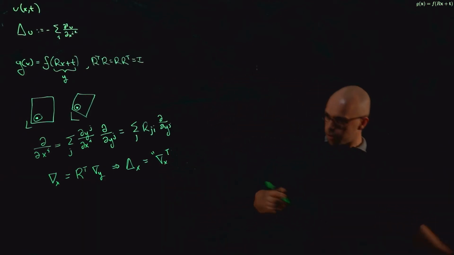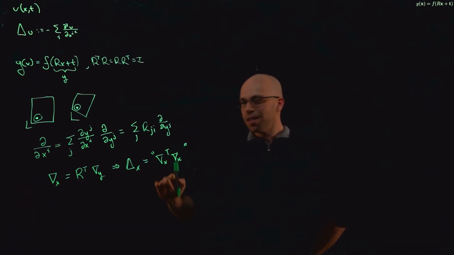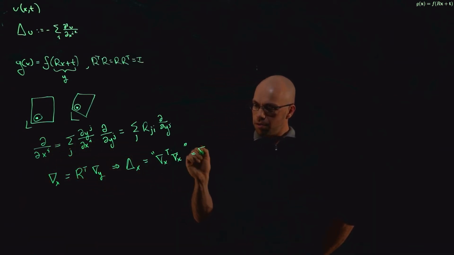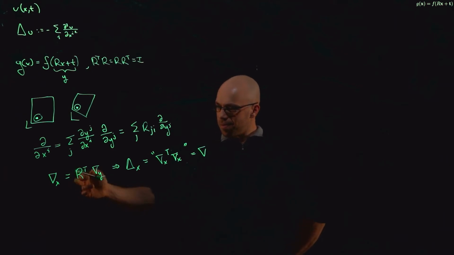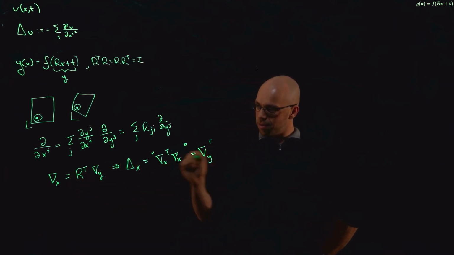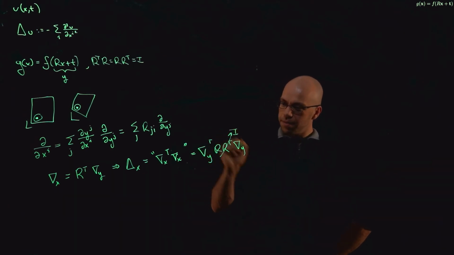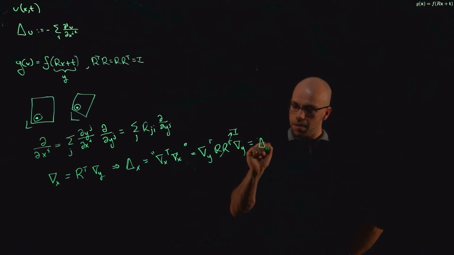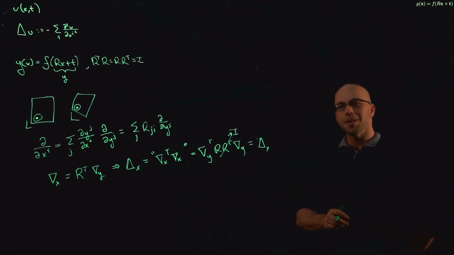So there's a gradient in x transpose times the gradient in x, right? And this is the div of grad, right? So it's like the dot product between this vector of partial derivatives and itself. Okay, so we have the gradient in x equal to R transpose times the gradient in y. So this is the gradient in y transpose R times R transpose times the gradient in y. This is just equal to the identity. So we see that this is equal to the Laplacian in y.